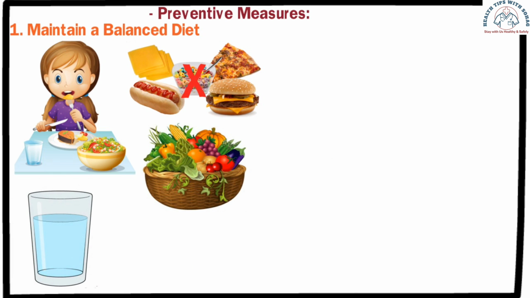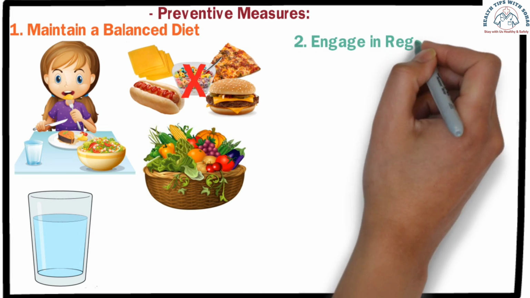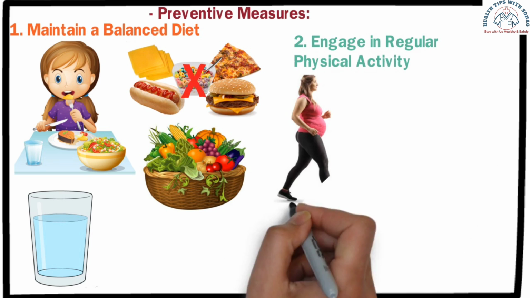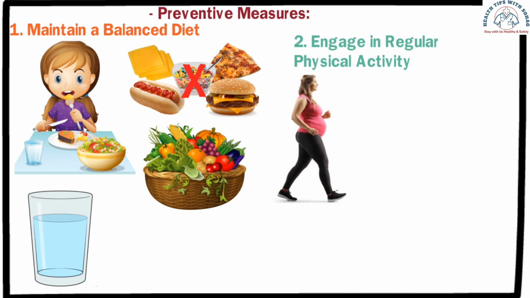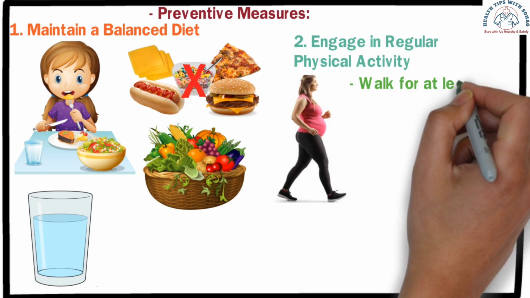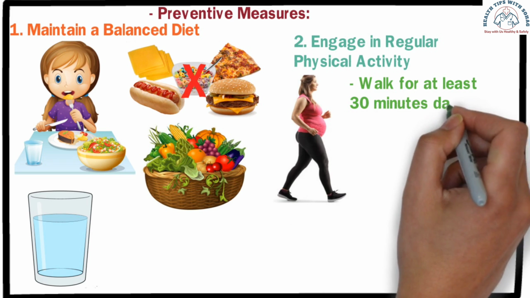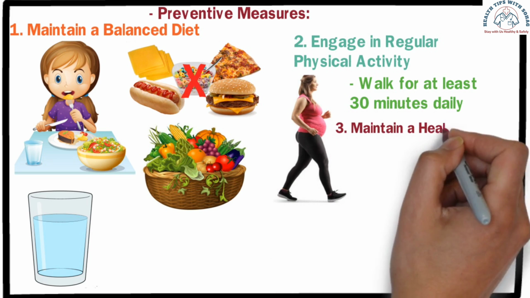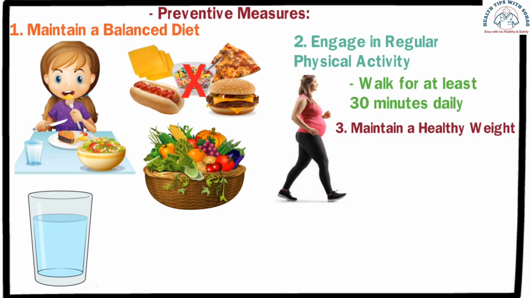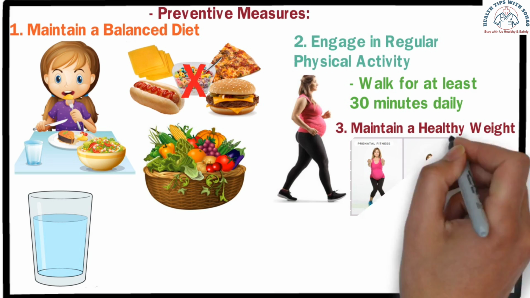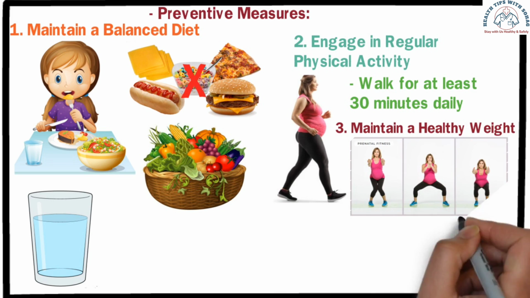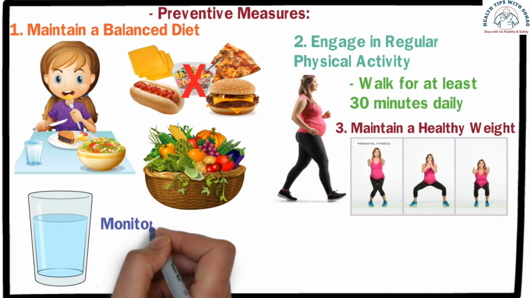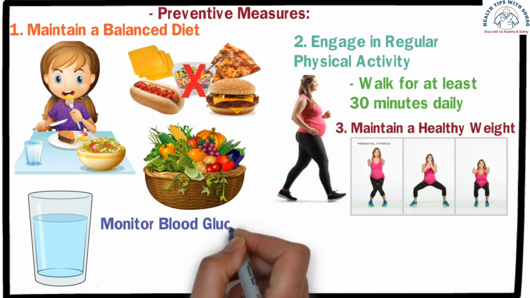2. Engage in regular physical activity. Light physical exercise helps regulate blood glucose levels, prevent excessive weight gain, and reduce stress. For pregnant women, walking is the safest form of exercise. Try to walk for at least 30 minutes daily, under medical supervision. 3. Maintain a healthy weight. Excess body weight before or during pregnancy increases the risk of gestational diabetes. To maintain a healthy weight, avoid fast food, soft drinks, and sugar-rich snacks.